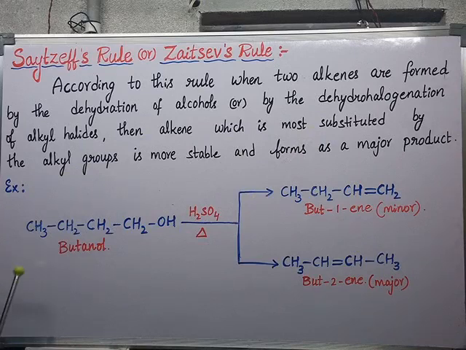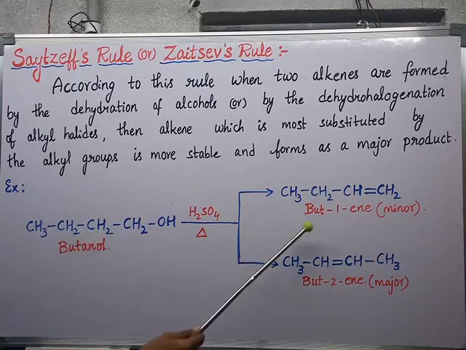So for example, I am taking butanol. Whenever we do dehydration of butanol, that means removal of a water molecule, OH from here, H from here, we will get butene as a product. So two products are forming here, but-1-ene and but-2-ene. Among them, but-2-ene is the stable and major product.